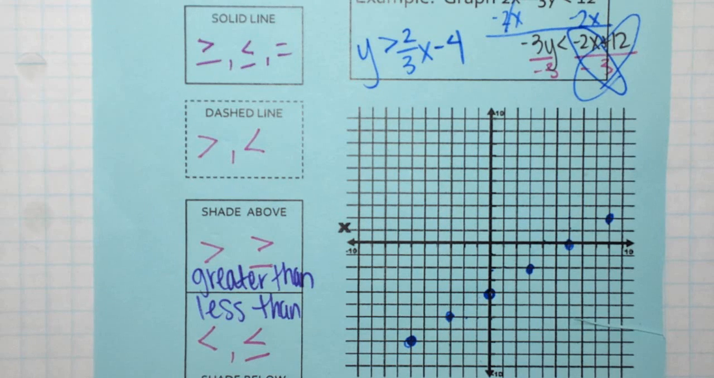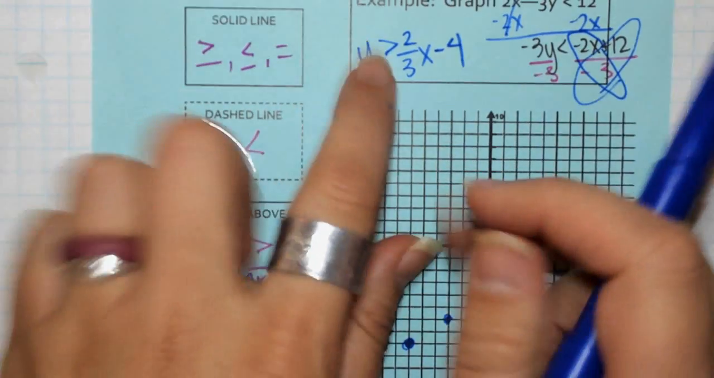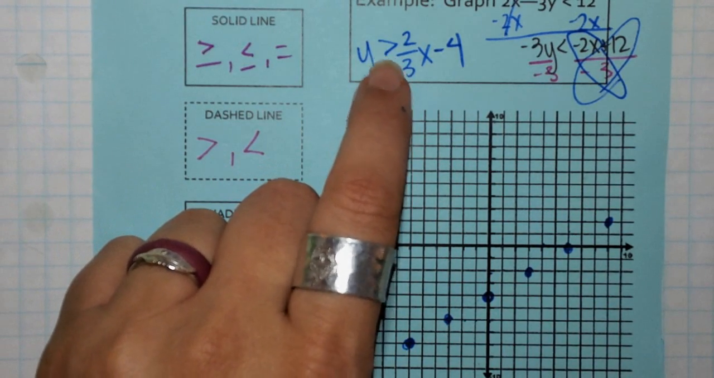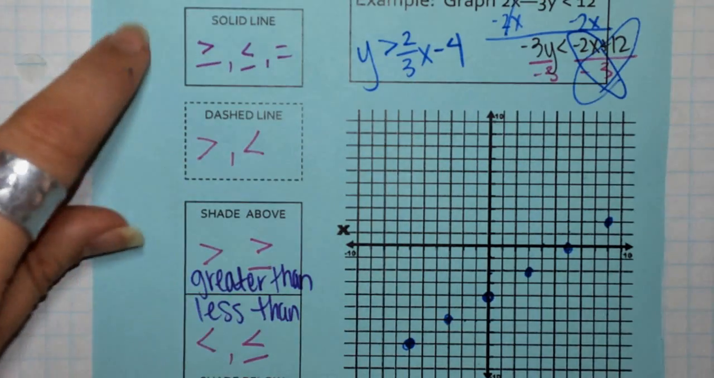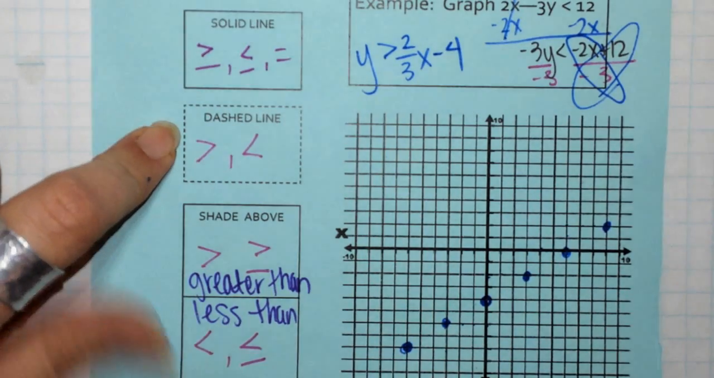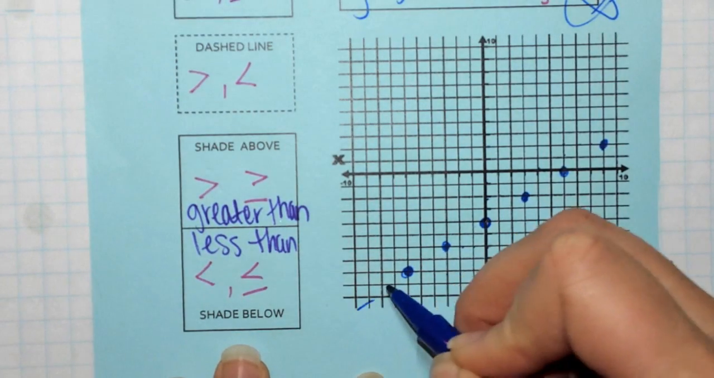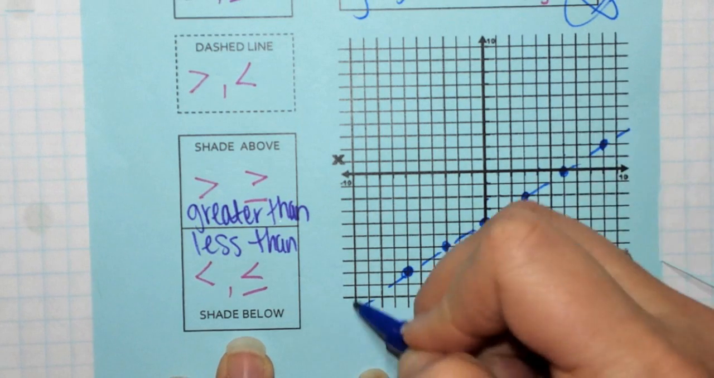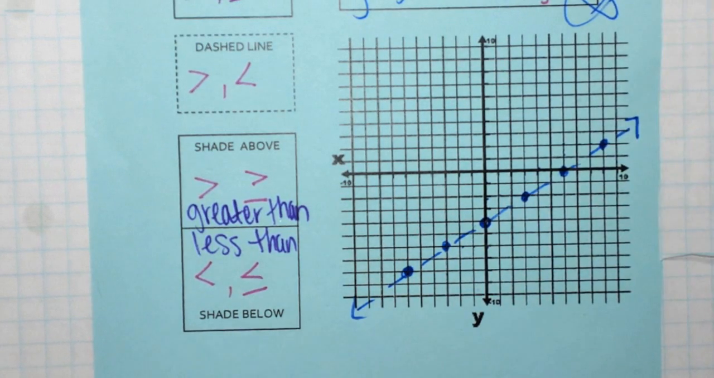So step 1, we solve for y. Step 2, we graph using the slope and y-intercept. What does step 3 say? Solid or dashed line. Now, we have to look right here to figure out if we use a solid or dashed line. So based on this inequality sign, are we going to do solid or dashed? Dashed. So do a dashed line. Now everybody get a colored pencil or a marker.